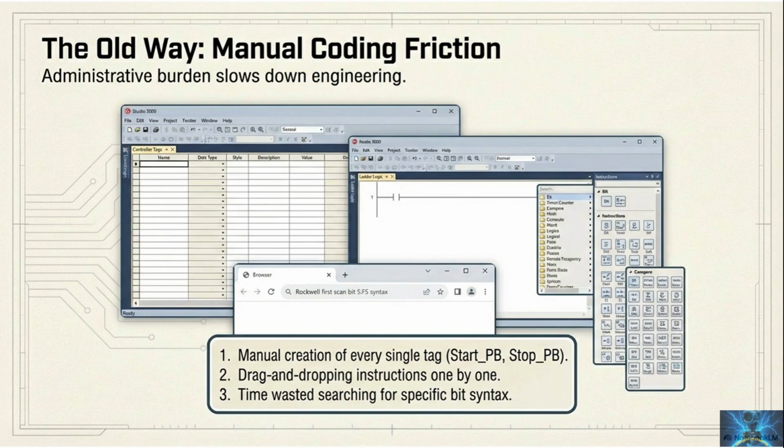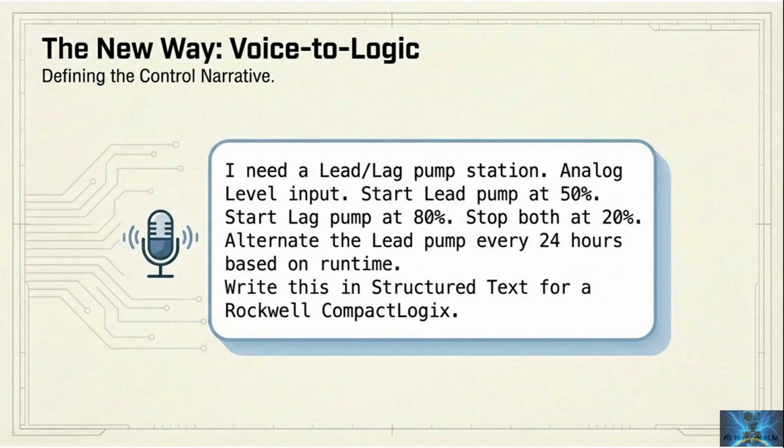It's slow, repetitive, and it distracts you from what you actually want to focus on, whether the control strategy is correct, safe, and maintainable. The new way. Voice to logic, narrative first. Here's the better pattern. You start with a control narrative. You describe the system in plain English, like you're explaining it to a smart junior tech.